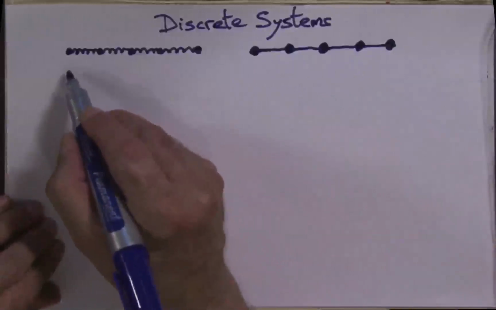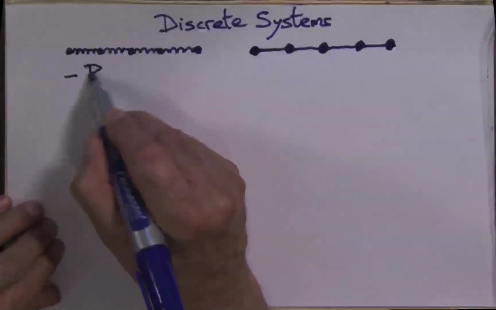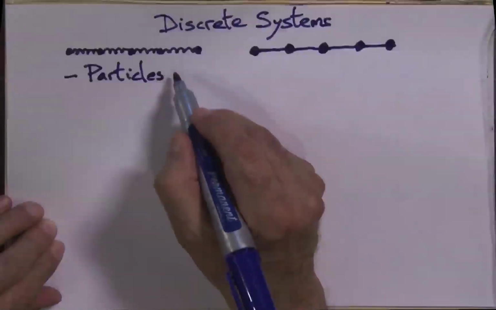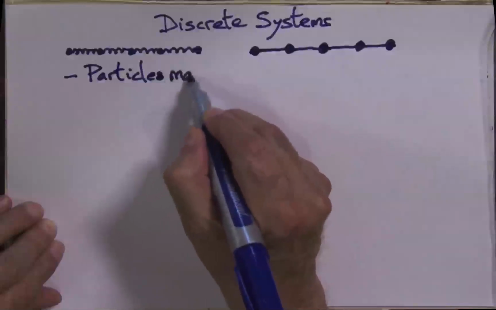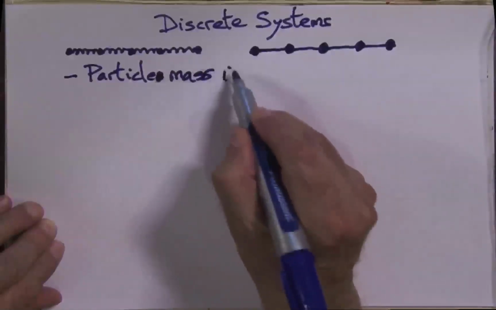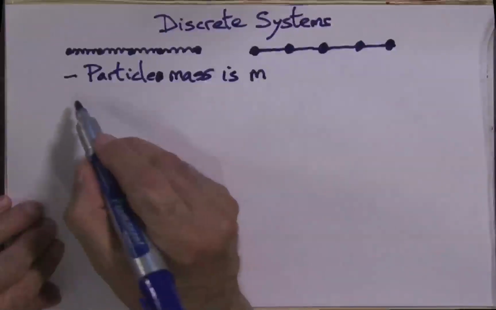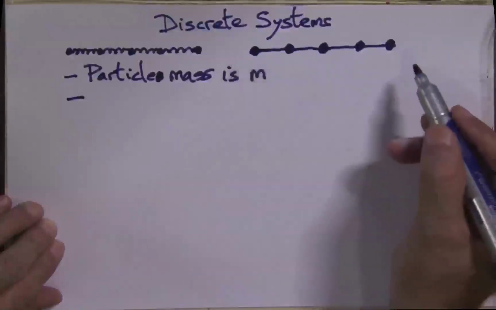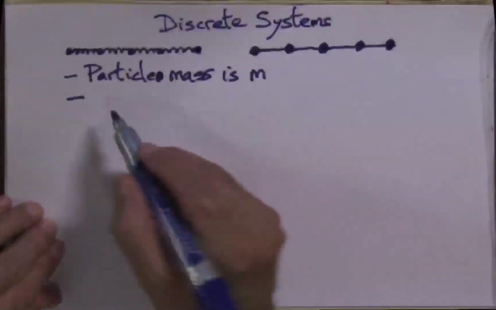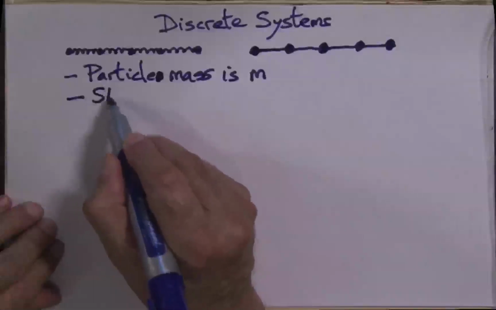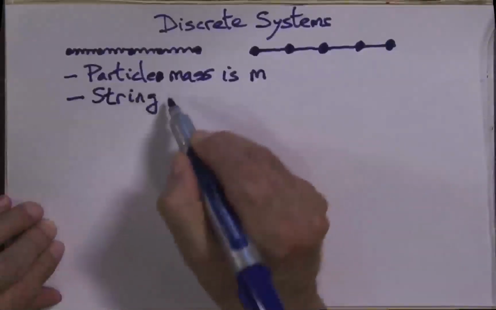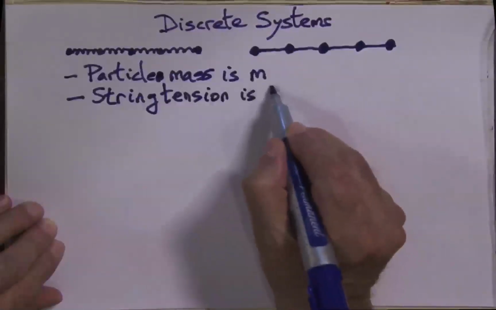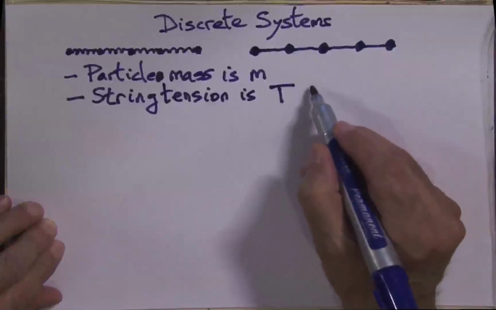Okay, so let's make a few definitions. Well, each of these particles has mass. So the particle mass is m. m is very small, but there are lots of particles, so this string will have some amount of weight. There's going to be a tension in this string, and the string tension will be denoted by the letter T. Now, T is a force.